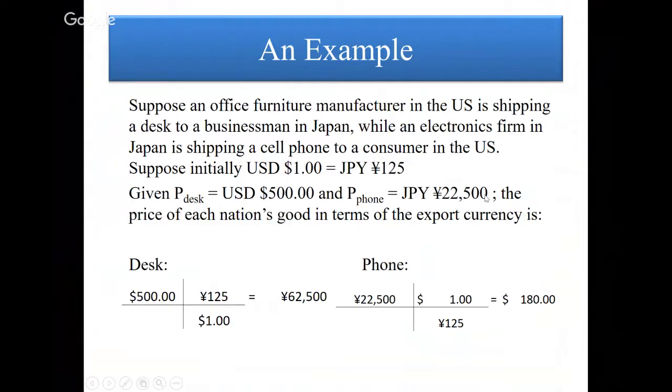The desk made in Japan, base price from that factory, is 22,500 yen. Again, this does not include shipping and handling. It does not include any import-export taxes.